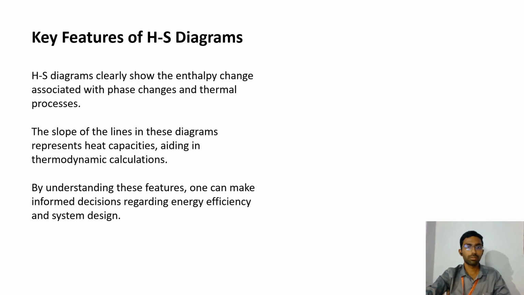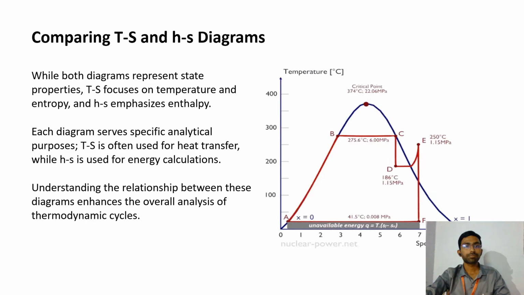Key features of HS diagrams. HS diagrams clearly show the enthalpy change associated with phase changes and thermal processes. The slope of the lines in these diagrams represents heat capacities, aiding in thermodynamic calculations. By understanding these features, one can make informed decisions regarding energy efficiency and system design.